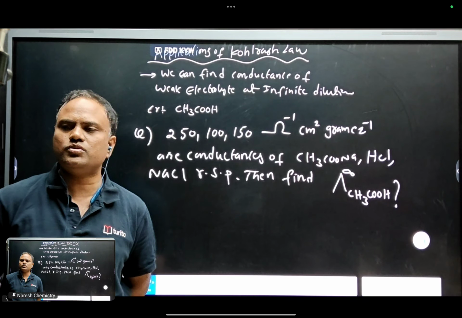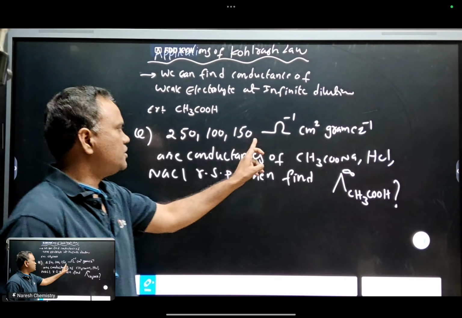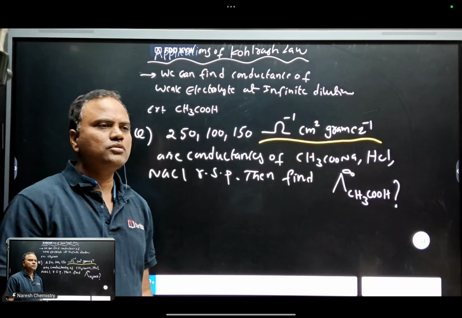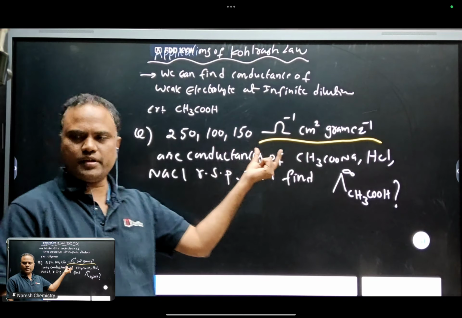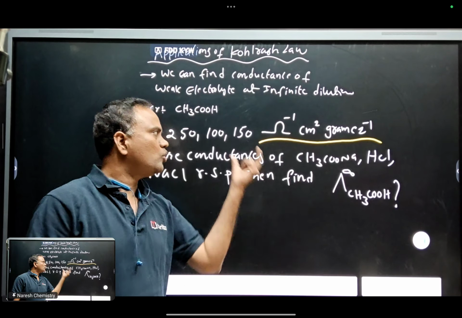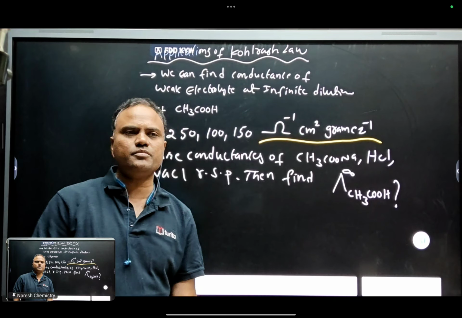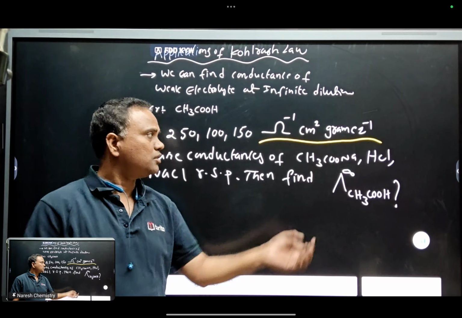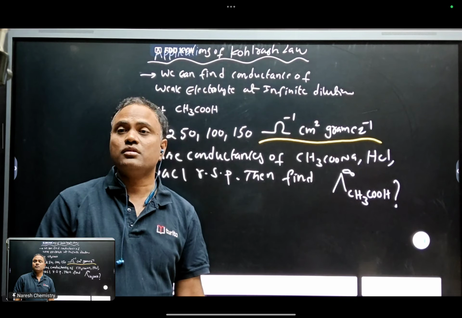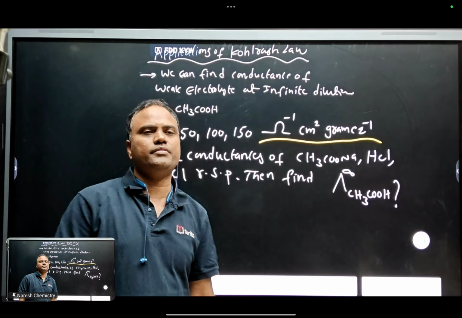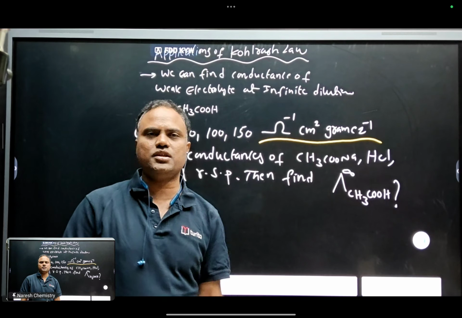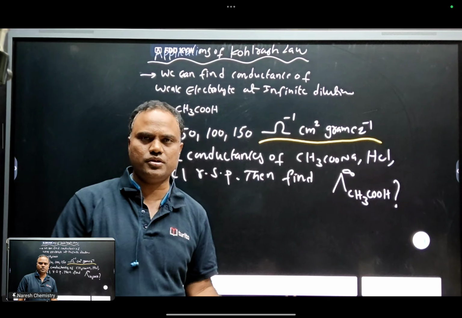What is the conductance given to us? You tell me by seeing the units which conductance is given to us. Conductance values are given, na? In the last class I explained units also. Ohm inverse centimeter square mole inverse means which conductance that is. Gram equivalent inverse means which conductance that is. Equivalent conductance is given. You have to calculate the equivalent conductance of acetic acid, a weak electrolyte, at infinite dilution, right?